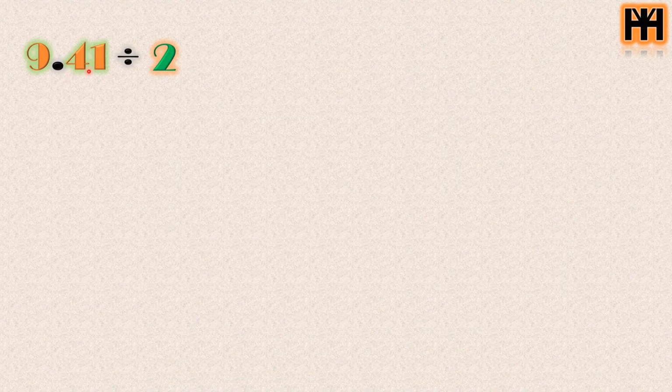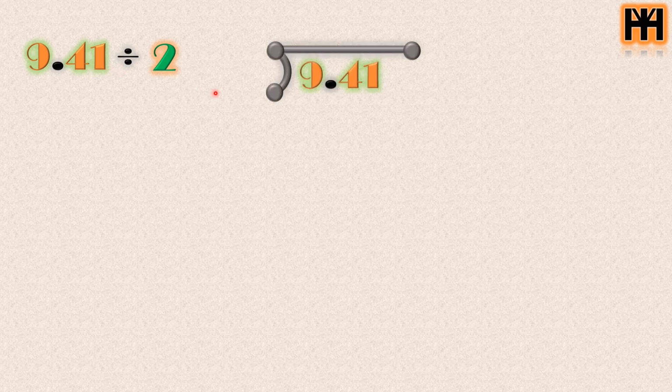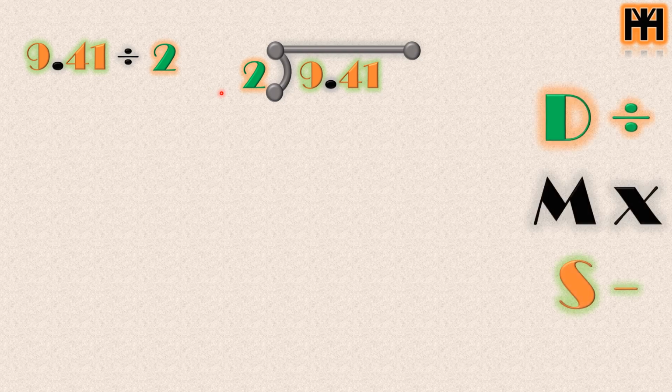Okay, 9.41 divide 2. Remember, we'll put the 9.41 here and the 2 here. Remember our steps: divide, multiply, subtract, and repeat. We'll start with the 9. 9 divide 2, or how many 2's inside 9? The answer is 4. Then you'll put 4 here. Then you'll go to the multiplication. So 4 times 2, it's 8. Then the subtraction, 9 minus 8 is 1. Then take the 4 down.